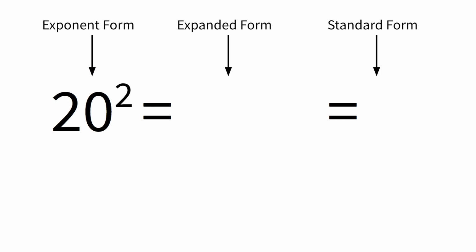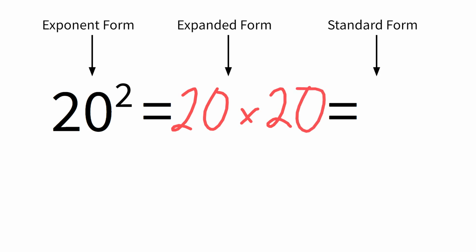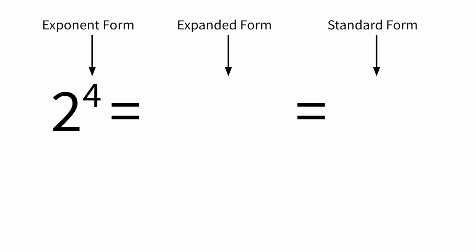All right, let's try this one. Ooh, now it's getting a little difficult. 20 squared, 20 to the second power, is 20 times 20. Y'all know this part already. And what's that going to equal? 400, because you put that in a calculator and that's what you end up with. Or if you multiply it out, that's what you're going to end up with. Light work.